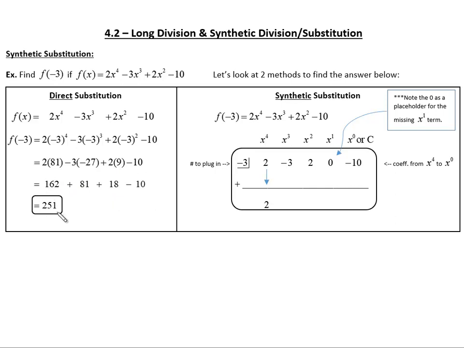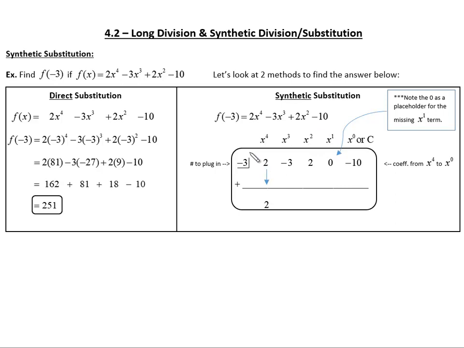And if we add all these together, we get 251. Okay, so we plugged in -3, and after doing all of this extra calculation, we get our answer of 251. So that does tell me a point on the graph, -3 for x, 251 for y. But there's a faster way of plugging in, and that's this method called synthetic substitution. Okay, so we're going to do the same thing. We're going to plug in -3 into the exact same polynomial.